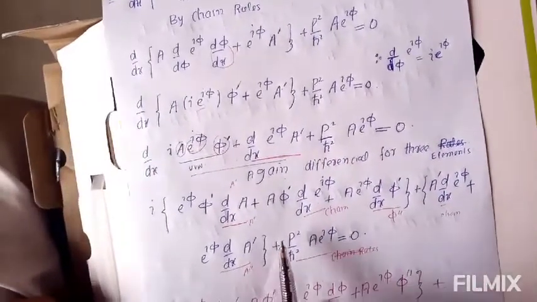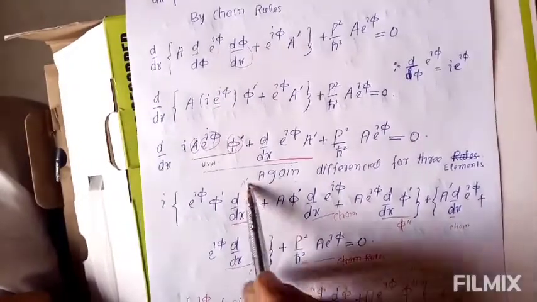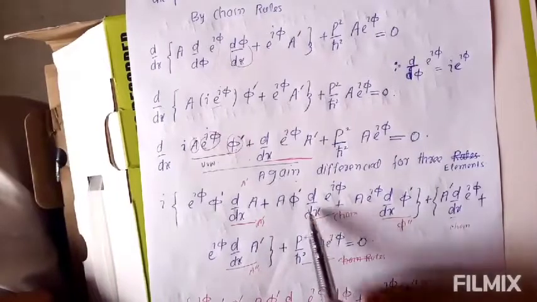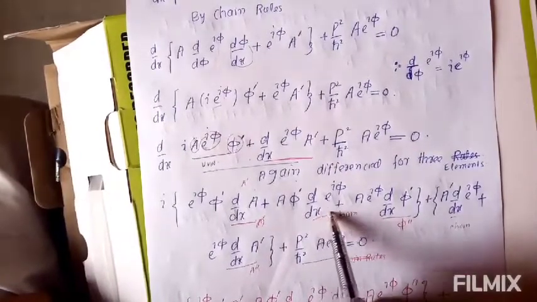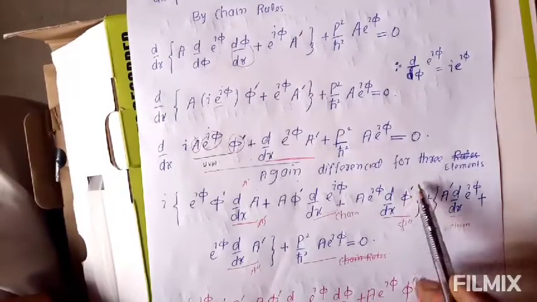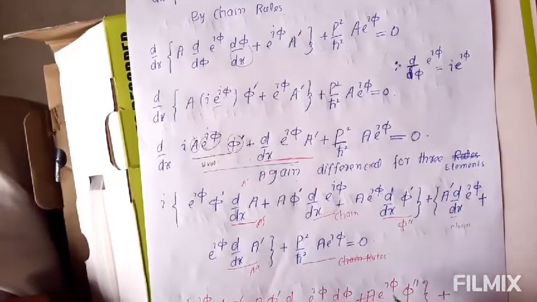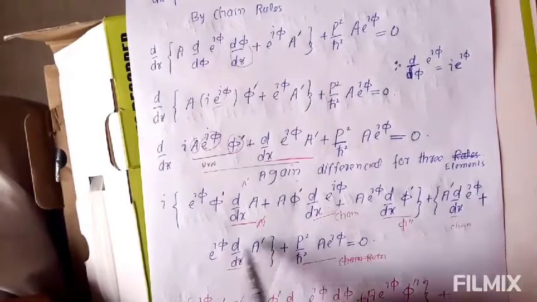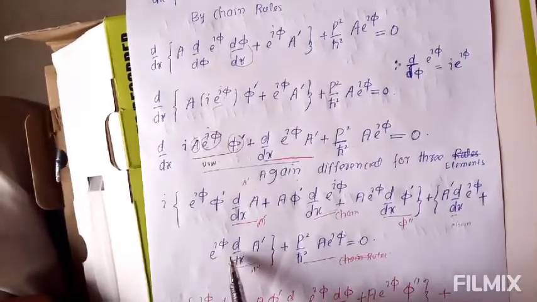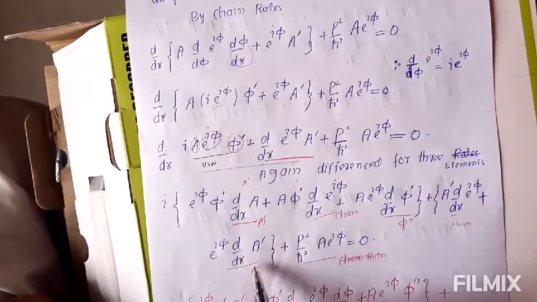Now we will take this point. By the chain rule, we will solve d/dx of φ dash, which becomes φ double dash. And also this will be solved by the chain rule, and e^(iφ) d/dx of A dash will become A double dash.